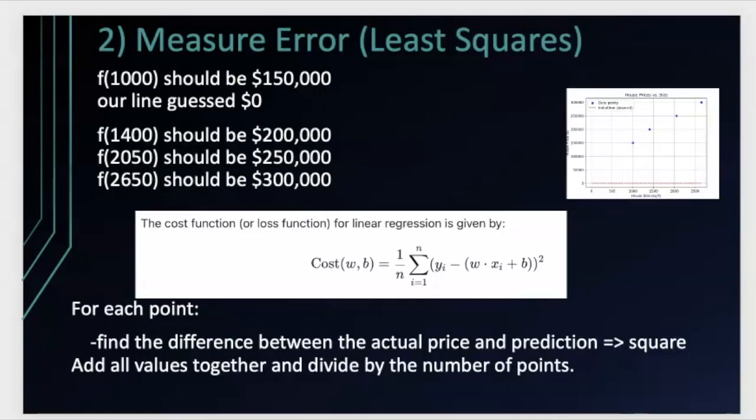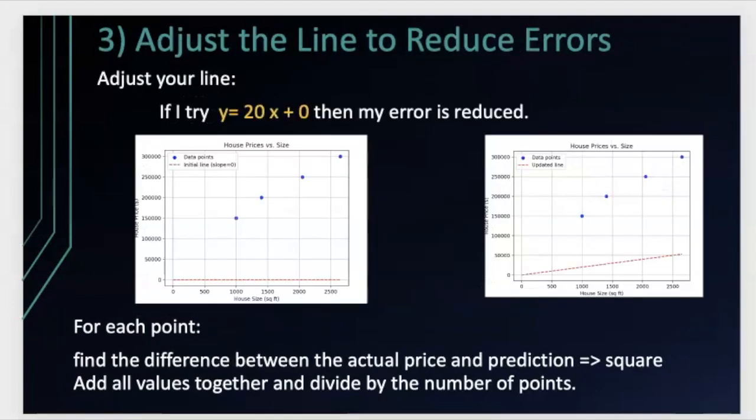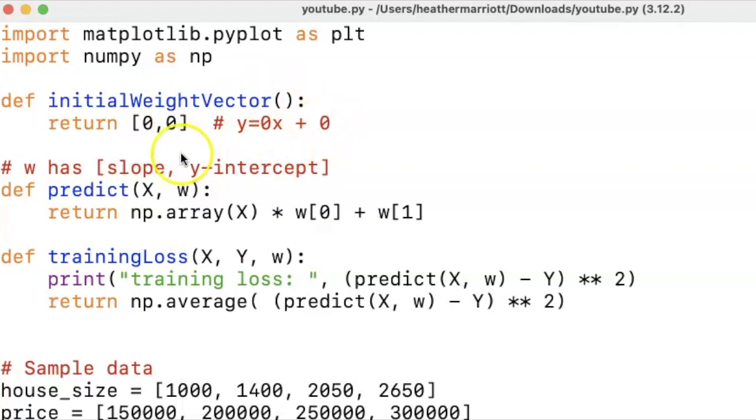So now it's time to adjust our guess. I'm going to make a little adjustment and try this red line. That's getting closer. When I look at the difference between each of the real data points and my guess, my error is getting smaller. So I made a function for my initial weight vector where I've got a 0 for the slope and a 0 for the y-intercept.